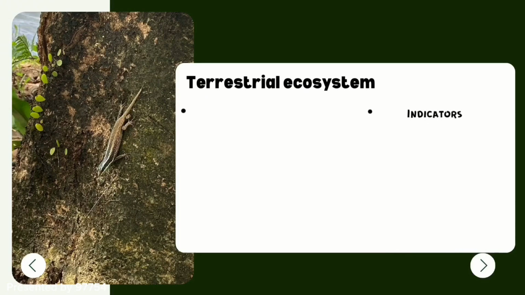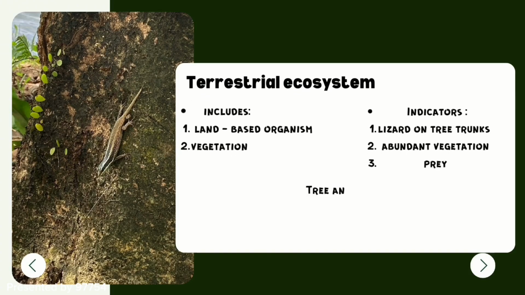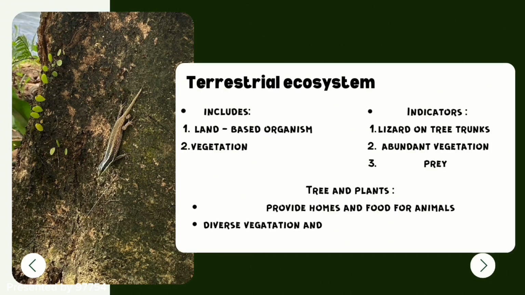Secondly, terrestrial ecosystem. Lizards found on the tree trunks indicate a healthy ecosystem with abundant vegetation and prey. Trees and plants provide homes and food for many animals on land, showing why it is important to have diverse vegetation and healthy soil for a balanced ecosystem.